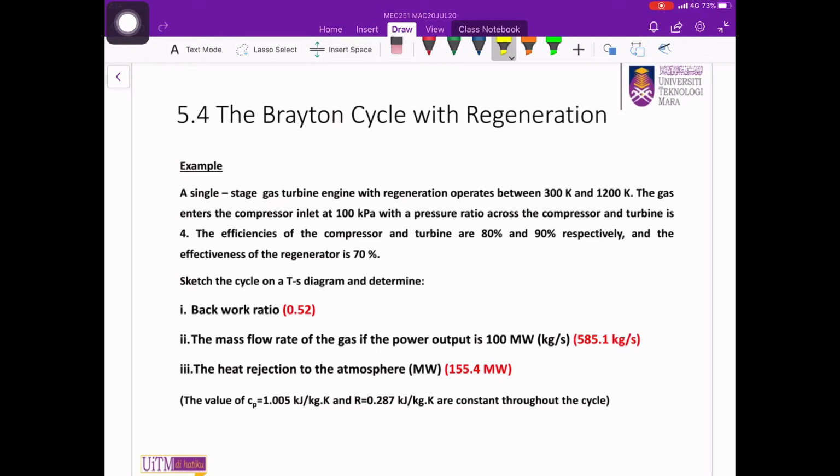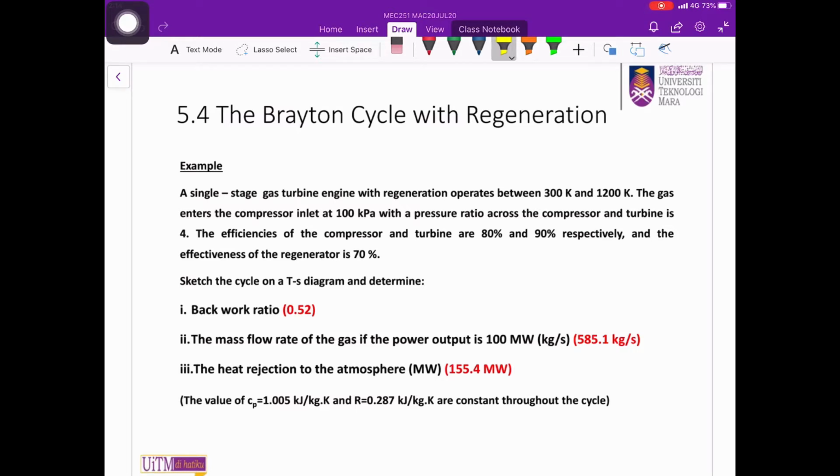Example, the Brayton cycle with regeneration. The question states that a single-stage gas turbine engine with regeneration operates between 300 Kelvin and 1200 Kelvin. The gas enters the compressor inlet at 100 kPa with a pressure ratio across the compressor and turbine of 4. The efficiencies of the compressor and turbine are 80% and 90% respectively, and the effectiveness of the regenerator is 70%.